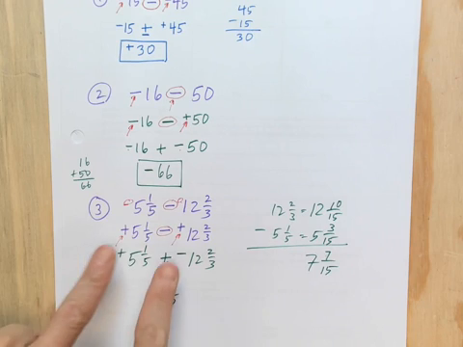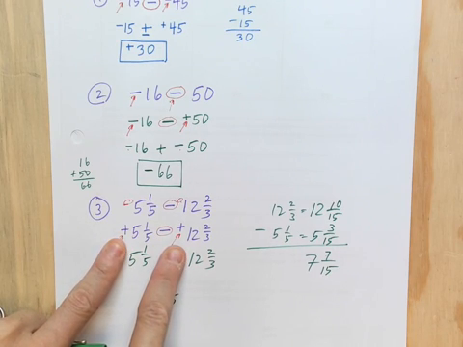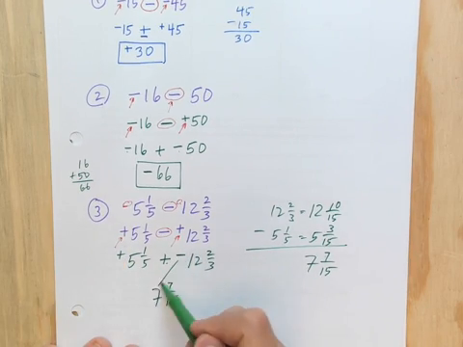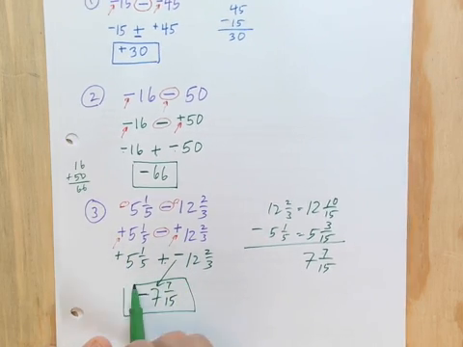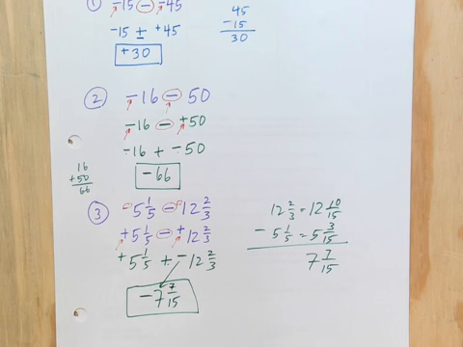I now have to decide on the sign of the number. I ignore the signs and find the bigger one. Here the 12 2/3 is bigger, so I bring down the negative sign and make it negative 7 7/15.